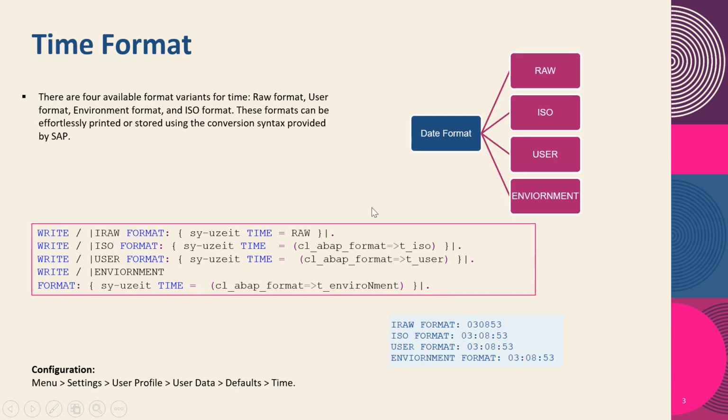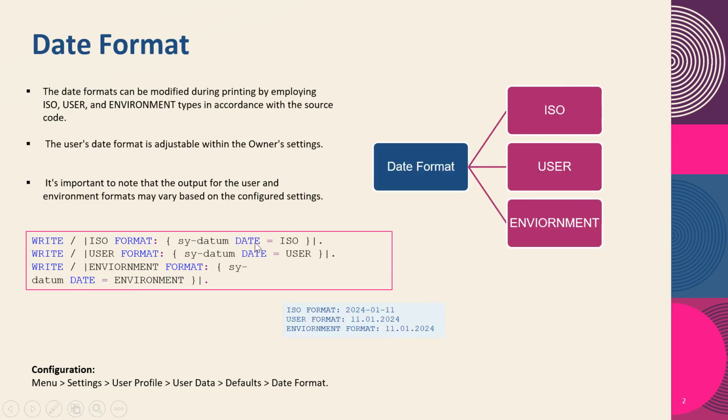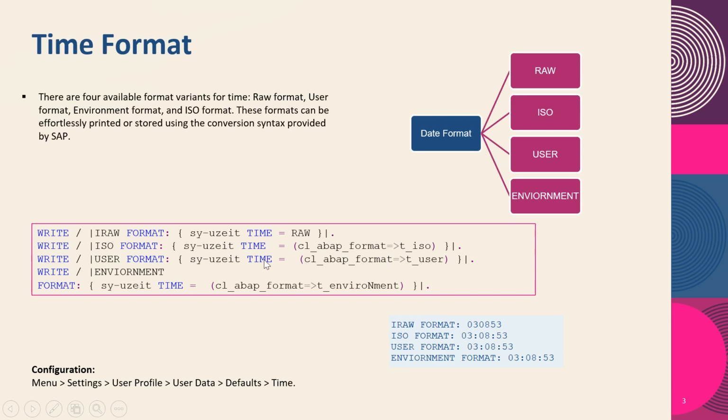Similar to the date format, for time format we also have raw, ISO, user and environment. So like date equal to ISO or user, similarly we can give time equal to class above format T ISO, class above format T user, class above format T environment or raw. So you can see the time in raw means just the value, no formatting. ISO format with colon, and user format, environment format. Sometimes it can be the same, sometimes it can be different based on the setup.